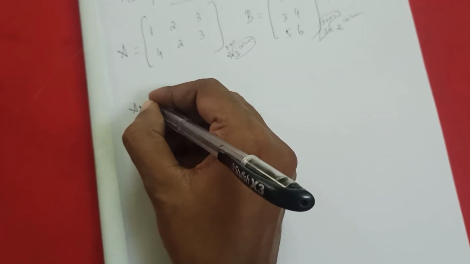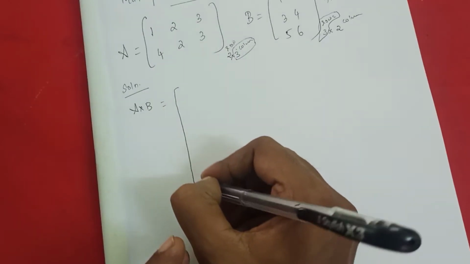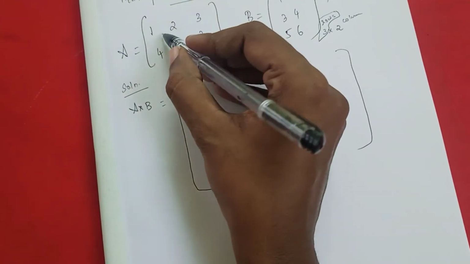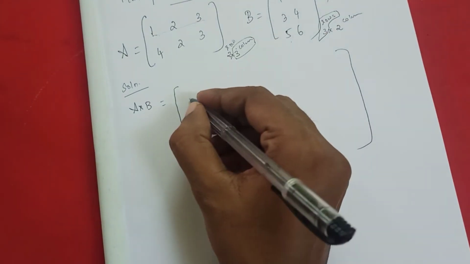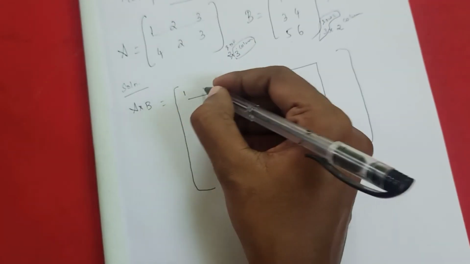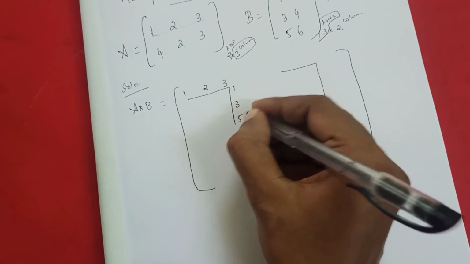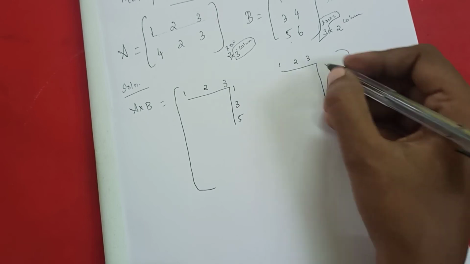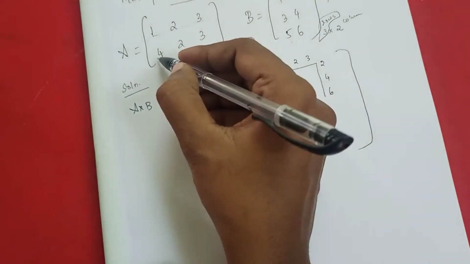So how will we find A cross B? You will feel somewhat difficult when you write directly, so I will use one method for you, until you are thorough. Keep in mind: first row first column, then first row second column, like that we need to do. For that I am using this layout, then it will be very easy for you. Write the first row 1 2 3, then the first column 1 3 5. Then next, first row second column. What is the second column? 2 4 6.